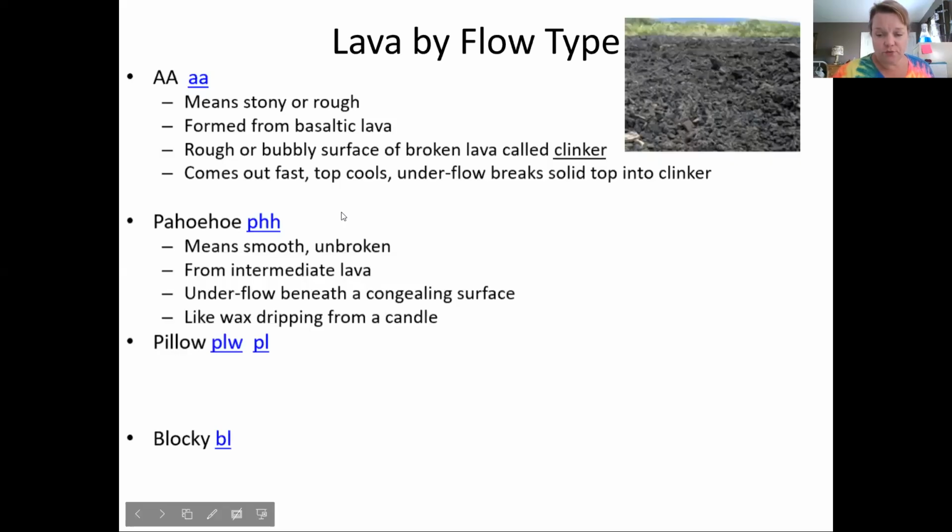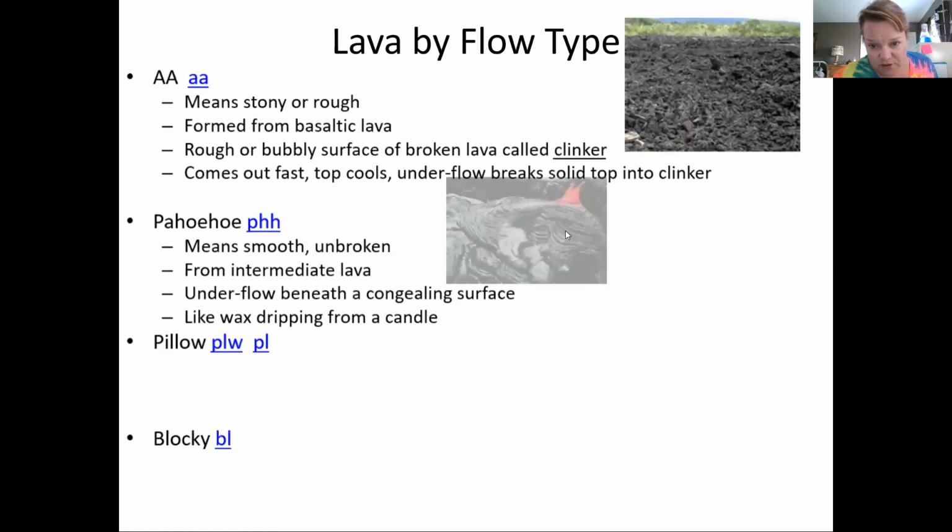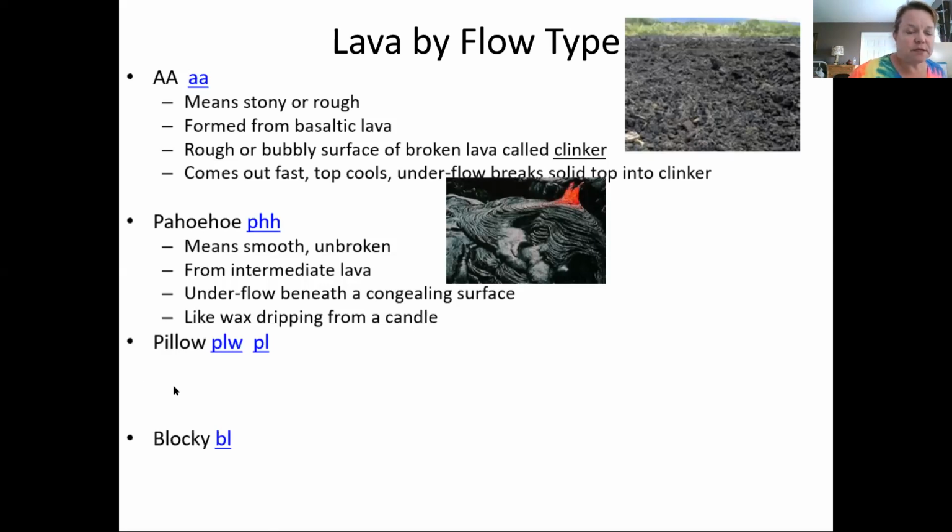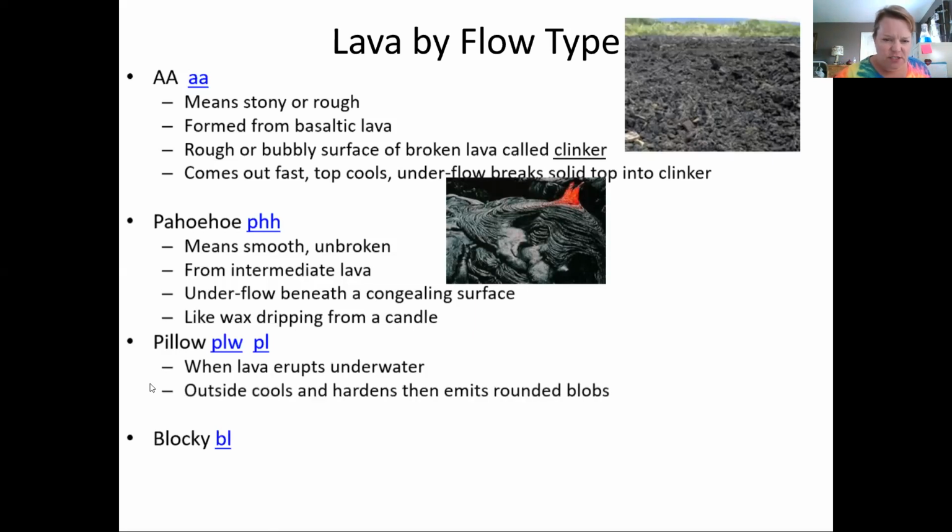And then when it hardens into rock, you can see those folding layers, kind of like dripping wax. Pillow lava, the makeup of the lava can be mafic or felsic or intermediate. What makes it pillow lava is that it erupts underwater, and you get these big balloon kind of pillow-like things. I can't remember if that video shows it actually erupting, but the outside cools and hardens, then emits rounded blobs.